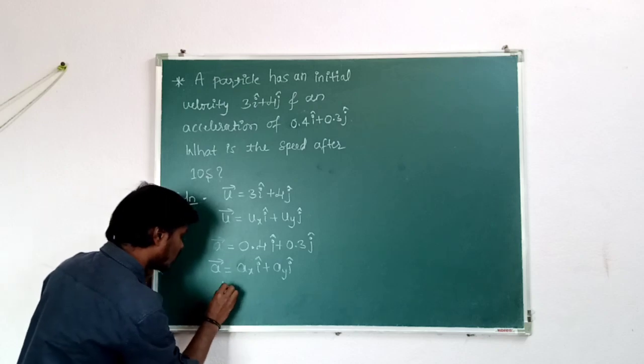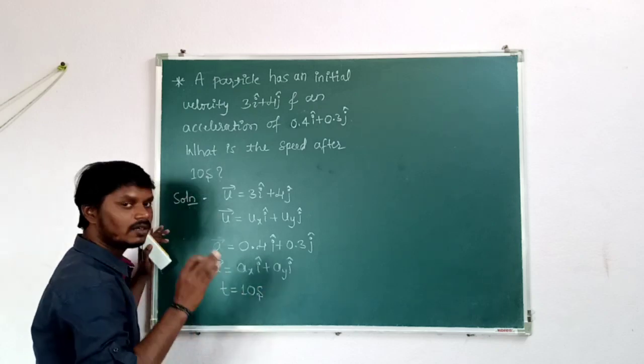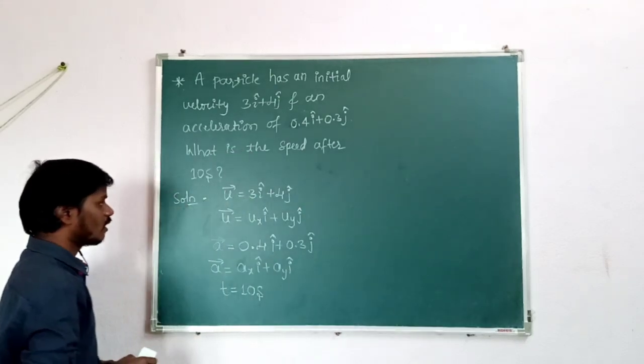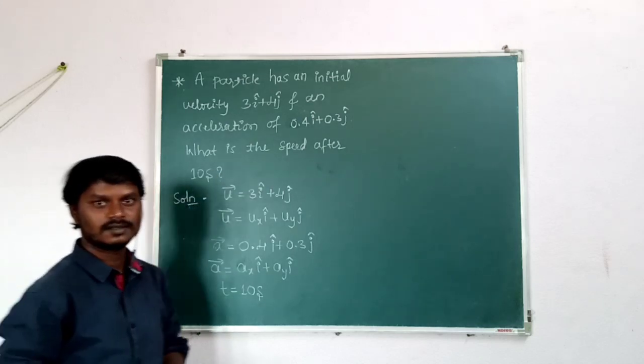Time is how much given? That is 10 second. So time is a scalar quantity, means the time cannot be resolved into components in the plane. Okay, then see here, what we have to find? We have to find the speed after 10 second.